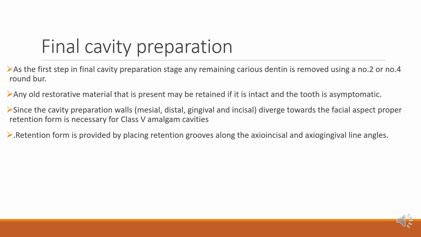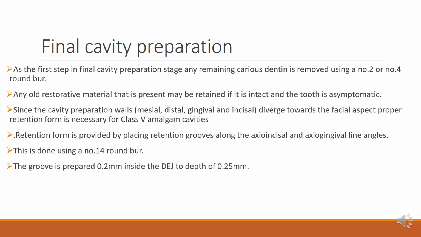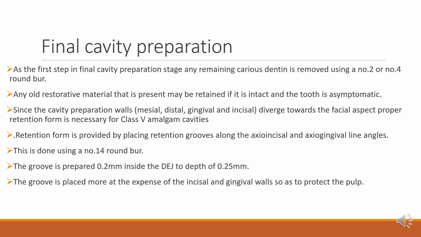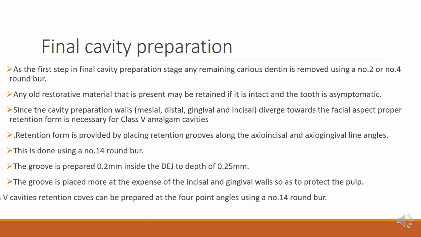Retention form is provided by placing retention grooves along the axio-incisal and axio-gingival line angles. This is done using a number 14 round bur. The groove is prepared 0.2 millimeters inside the dentino-enamel junction to a depth of 0.25 millimeters. The groove is placed more at the expense of the incisal and gingival walls so as to protect the pulp.